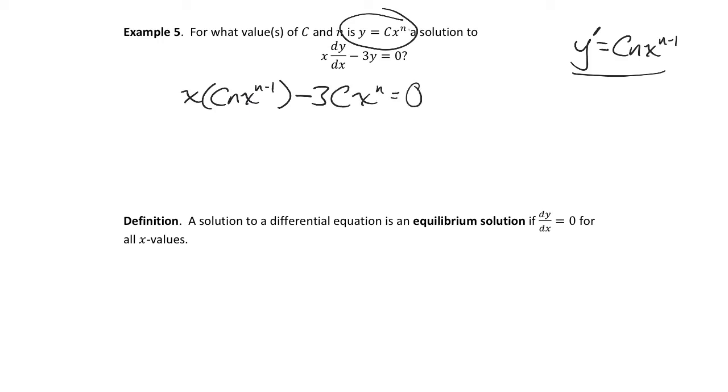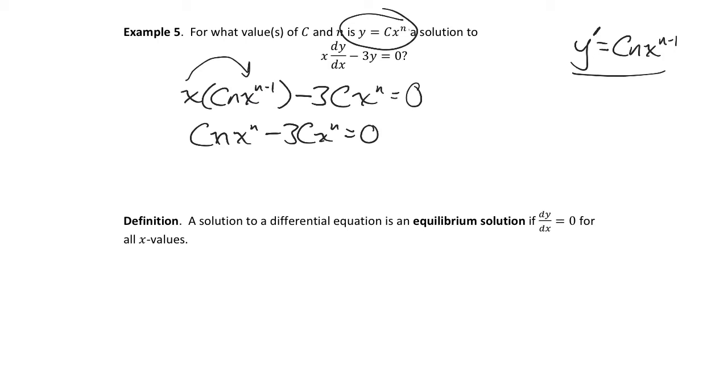This should be equal to 0 when I'm done. We can do a little bit of a simplification here. First of all, let's multiply the x by the x to the n minus 1. We'll get cn x to the n minus 3c x to the n equals 0. I need to figure out what values of c and n will make this a solution.